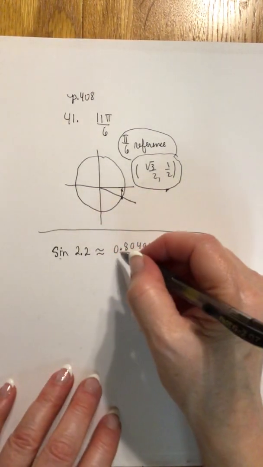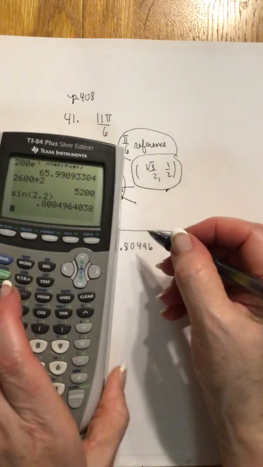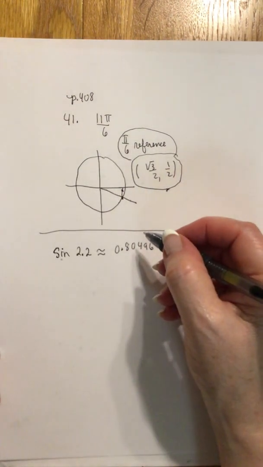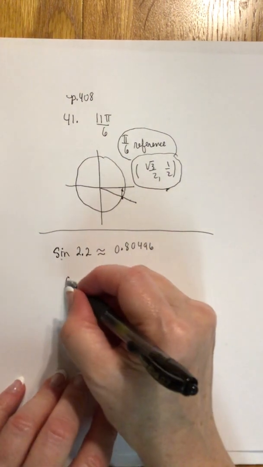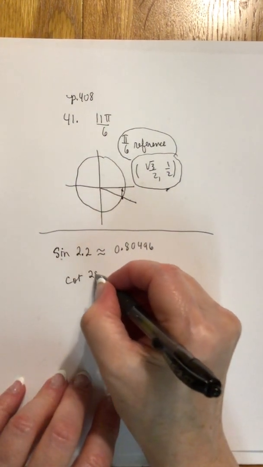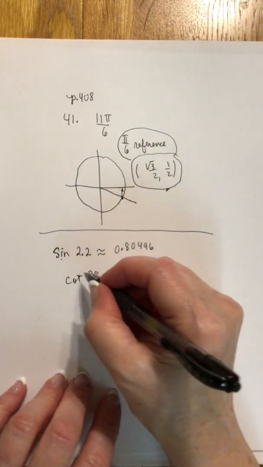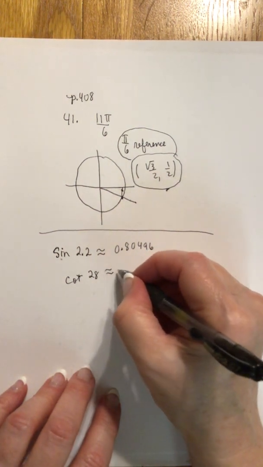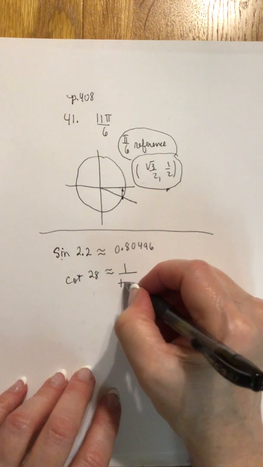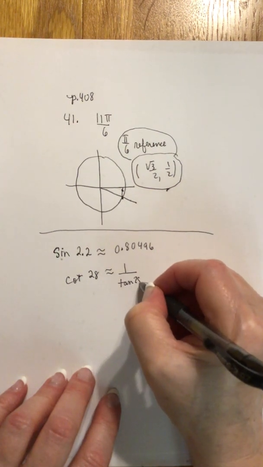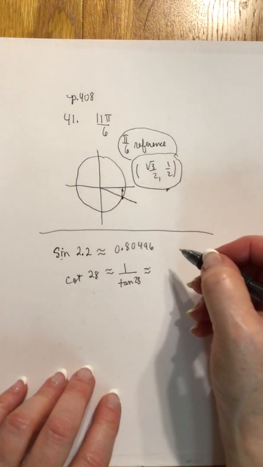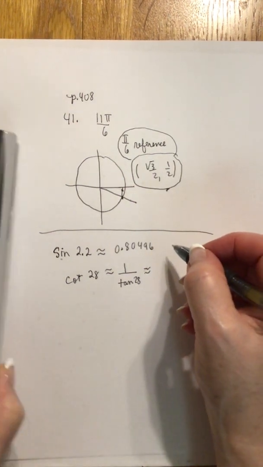Now, sine, cosine, and tangent are pretty straightforward because they're right there on the keys. But now we're going to look at something like cotangent of 28. We know cotangent is the reciprocal of tangent, so we would write it as 1 over tangent 28, and then put that into our calculator: 1 divide tangent 28.